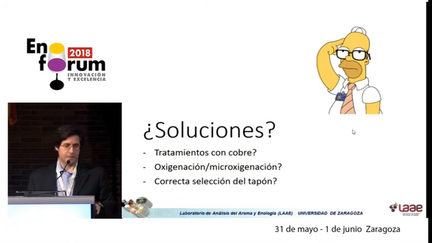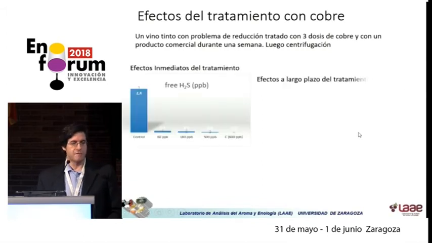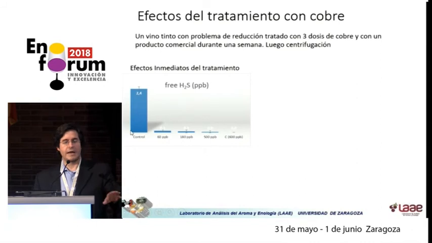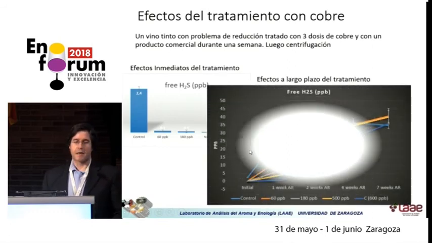What are the solutions? Well, we have good and bad news here. What about treatments with copper? When red wine with a certain reduction problem is treated with 3 different doses of copper, as copper sulfate or with a commercial product, we see that the immediate effects of the treatment are great, very good. You see the control wine here, and the moment we add copper, the hydrogen sulfide disappears.